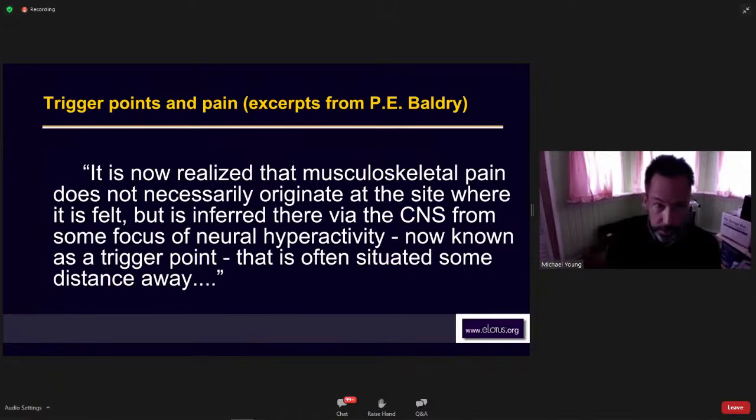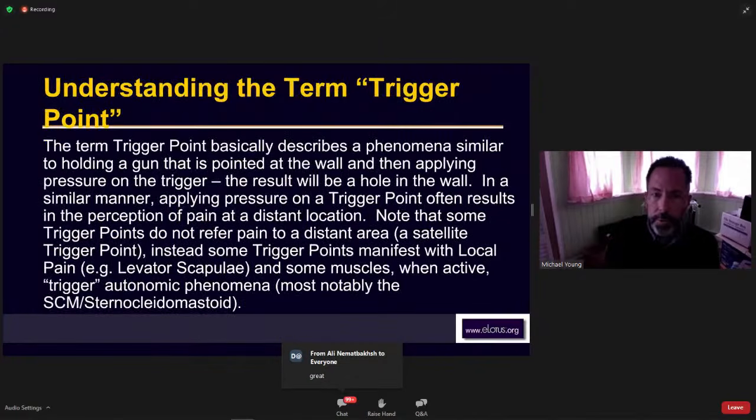It's now realized musculoskeletal pain does not necessarily originate at the site where it's felt, but it's inferred there via the central nervous system from some focus of neural hyperactivity, now known as a trigger point, that's often situated some distance away. So the trigger point phenomenon basically describes something similar to holding a gun and pointing at the wall, and then you pull on the trigger and boom, there's a hole in the wall. And so it's similar. The skeletal muscle will have a trigger area, and then in many cases, the pain travels. Again, sometimes it doesn't travel, and sometimes it sets off autonomic phenomena. But the trigger piece is an important part of the manifestation.